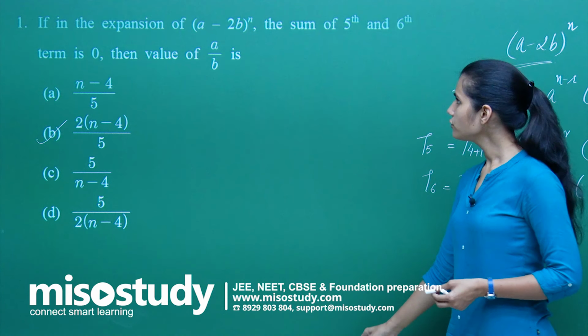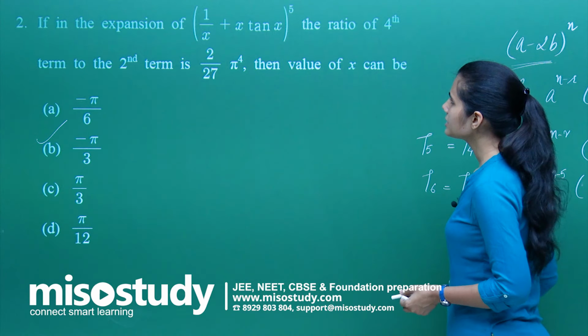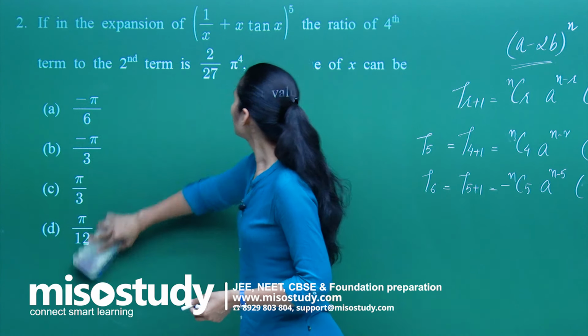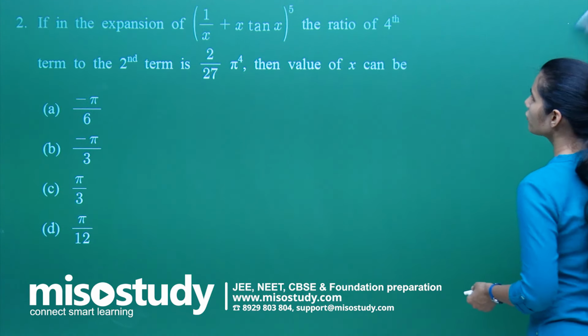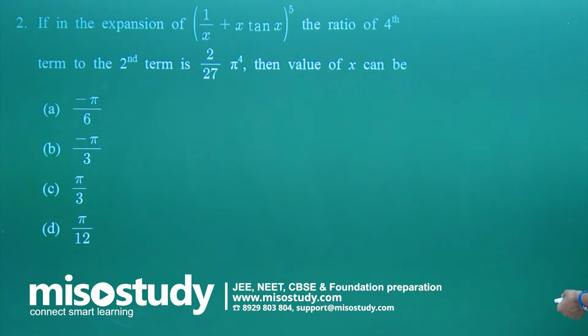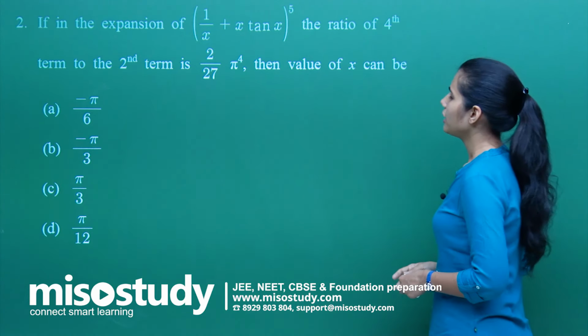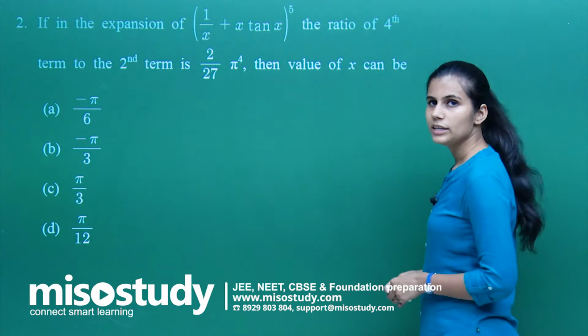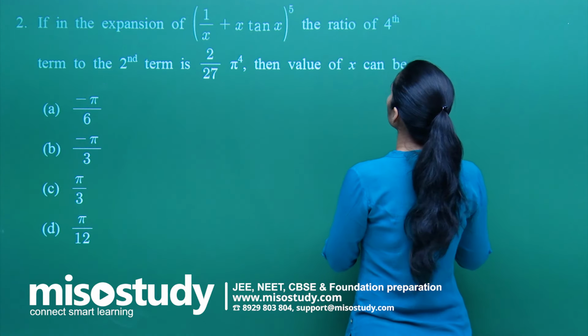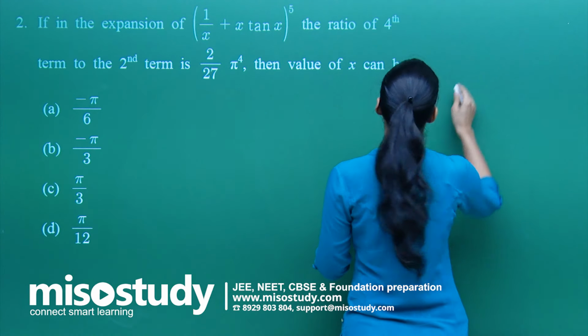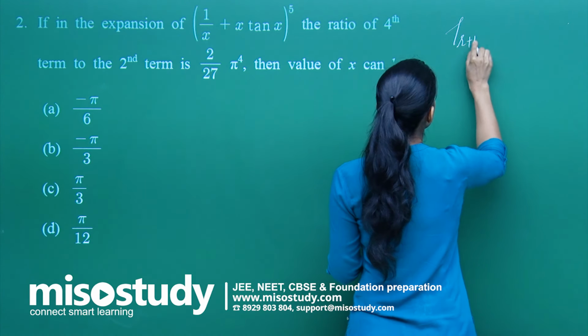Now the moment we move to the next question, let's see what it says. In the expansion of 1 by x plus x tan x whole to the power 5, the ratio of the 4th term to the 2nd term is 2 by 27 times pi to the power 4. Then the value of x can be what, among these 4 options? So here, when I am talking about the 4th term to the 2nd term, again the r plus 1th term will be what?